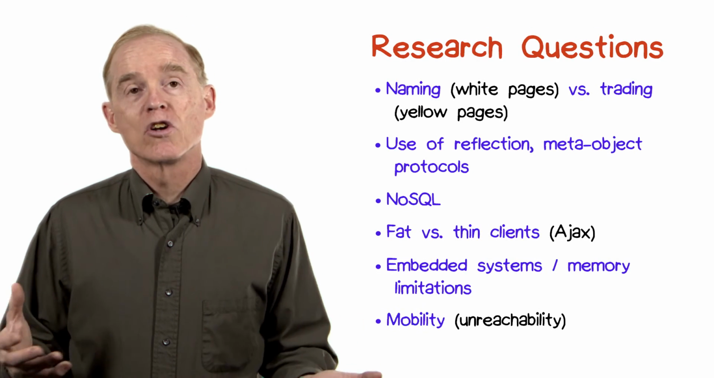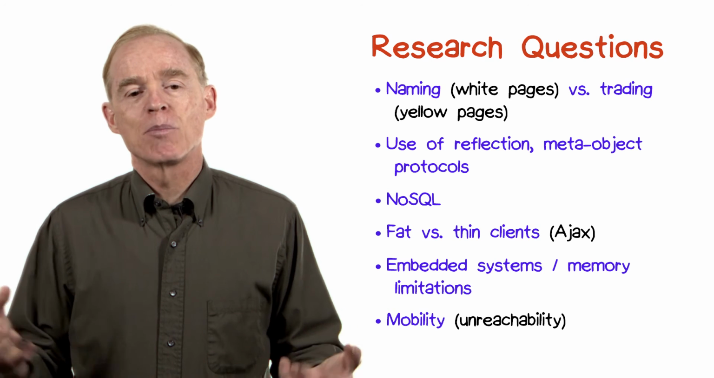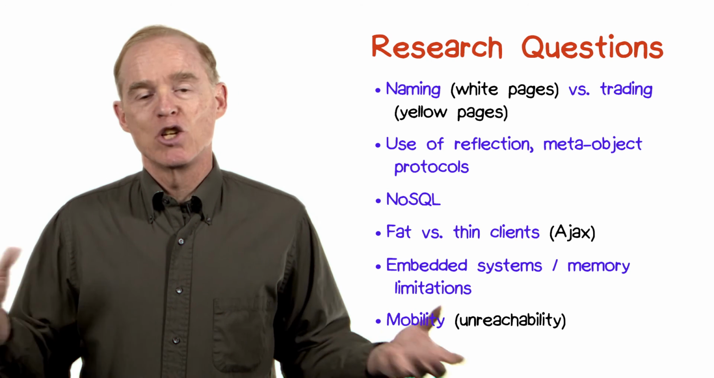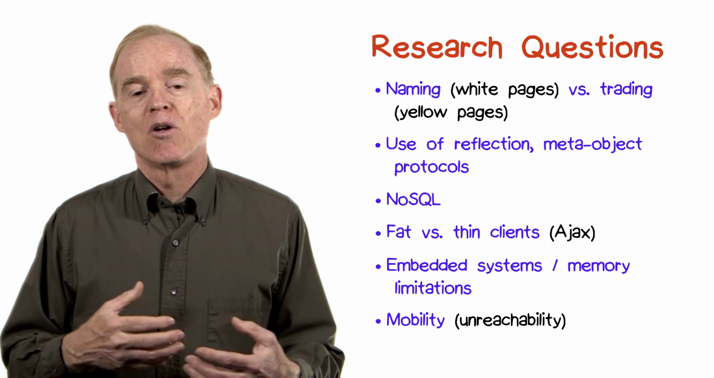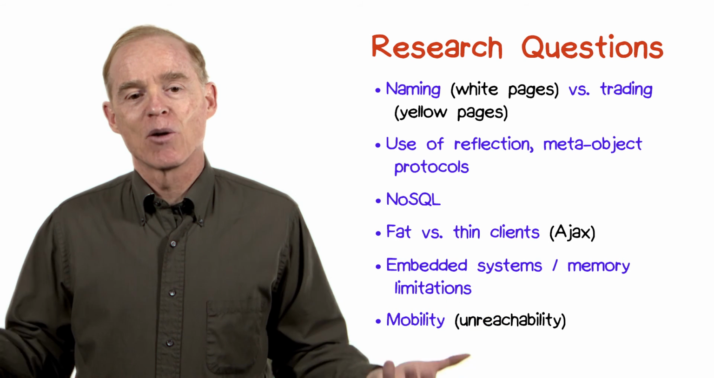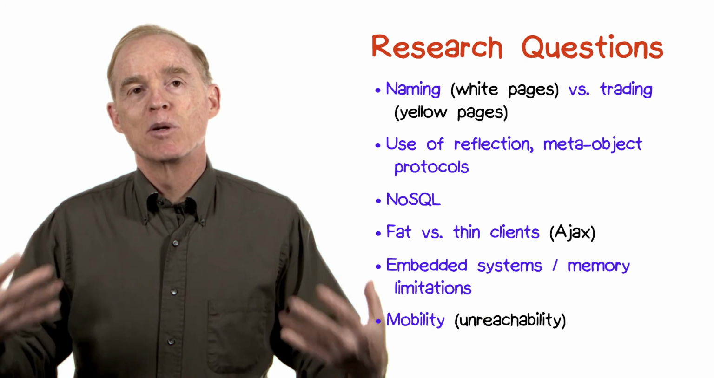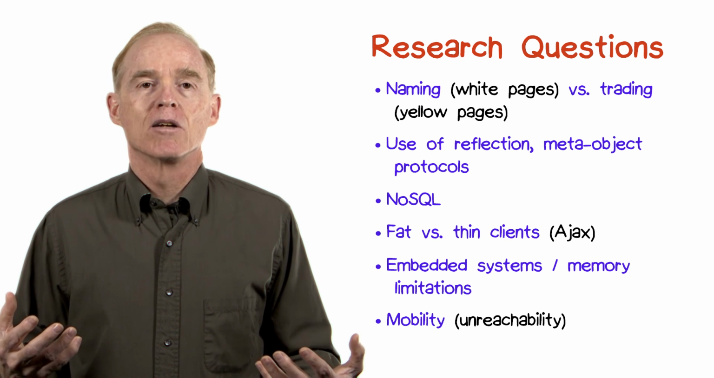Related to that is the whole question of mobility. If the client side of the application is moving around, what happens if all of a sudden it goes in a tunnel, and you can't reach it? Your system then has to be more robust in dealing with that kind of uncertainty.